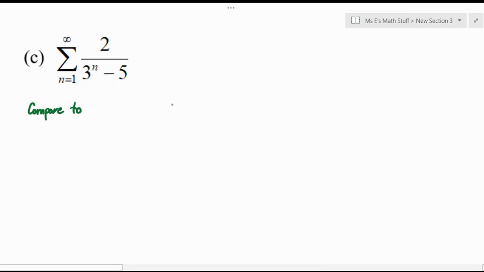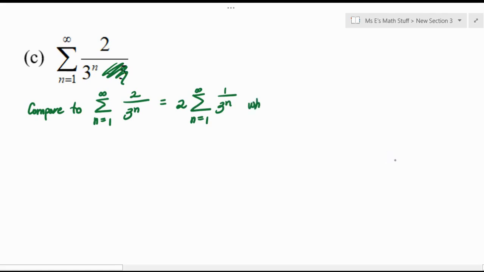So first of all, what would you compare it to? I personally would see if I can get rid of that little -5 there. So the sum as n goes from 1 to infinity of 2 over 3 to the n, which if you factor the 2 out, you'd have the sum as n goes from 1 to infinity of 1 over 3 to the n, which, my friends, is a geometric series with a common ratio of 1/3. And so I would say which is a convergent geometric series. And why am I saying that? Because the common ratio is 1/3. It's between -1 and 1, right?